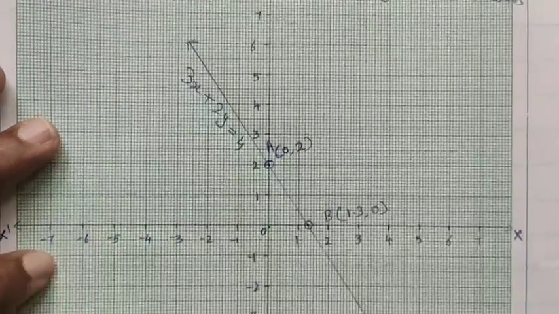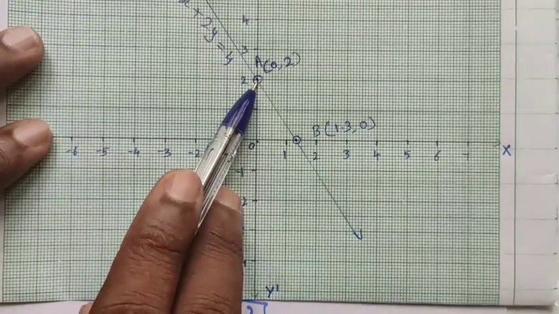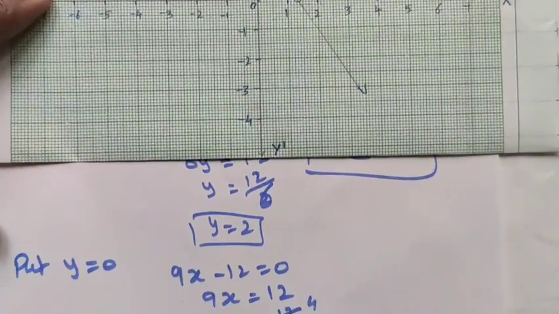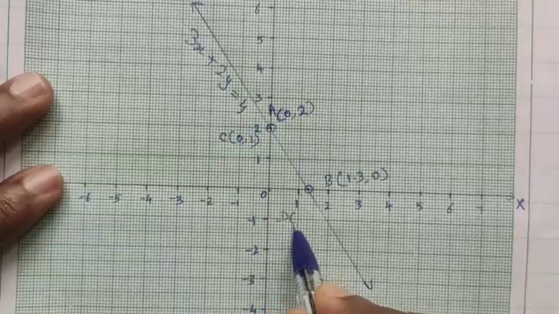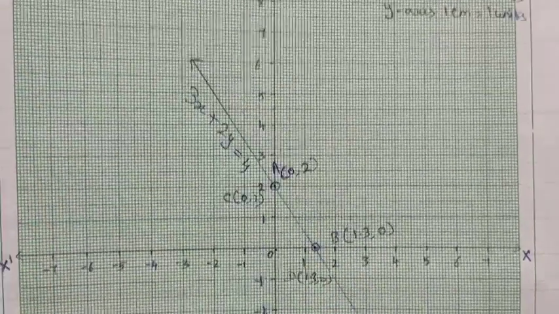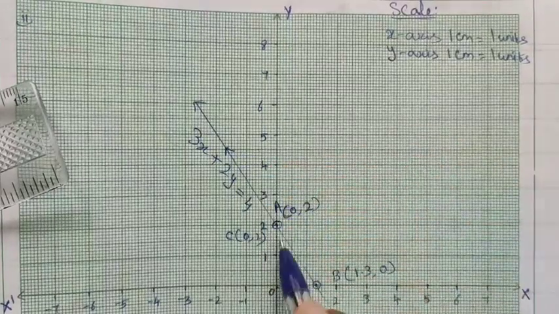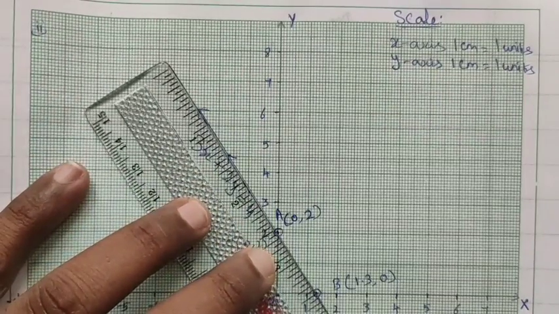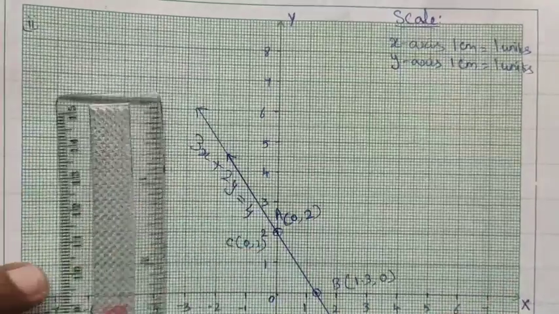And then see the C and D points. The C point is (0, 2), the same as point A. And the D point is also (1.3, 0), the same point. So if you draw the line for these points, the two lines coincide. The two lines are coincident.